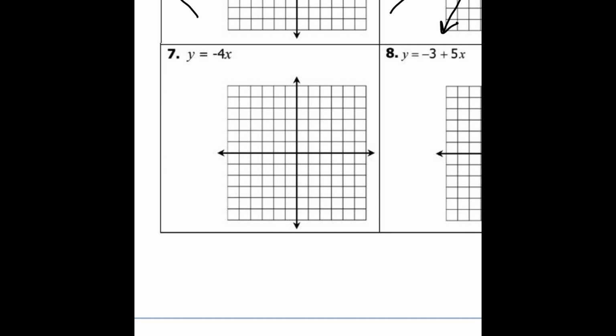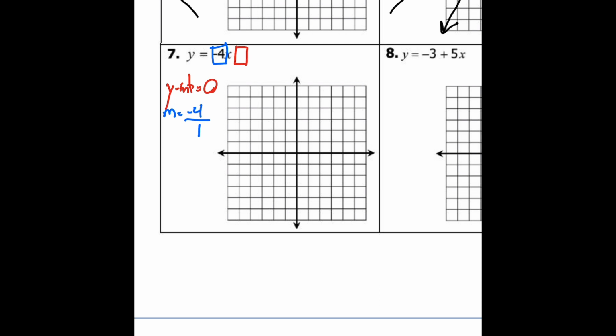On this one, I have no y-intercept. There's no number there. If there's no number there, it's 0. Y-intercept 0. Don't be afraid of 0. Our slope is -4. When it's just a number, put it over 1.